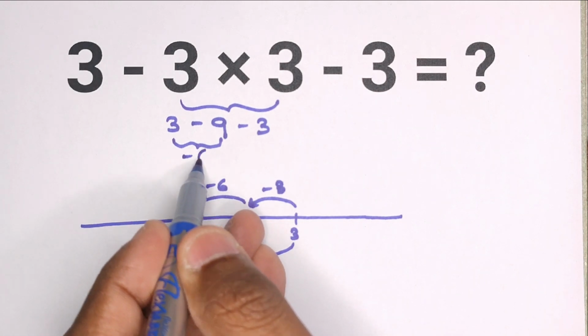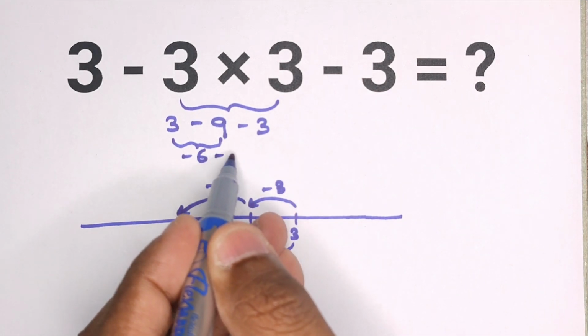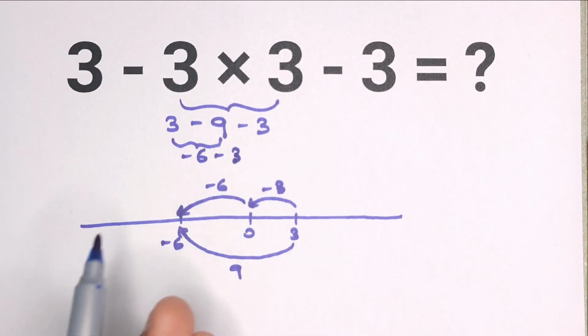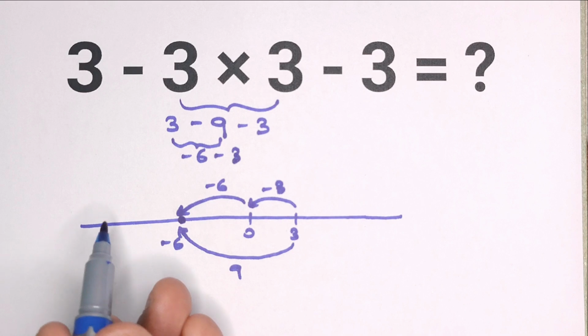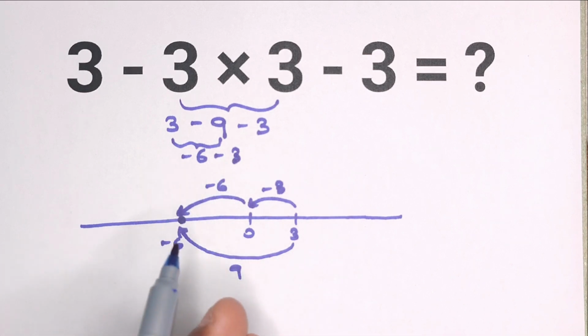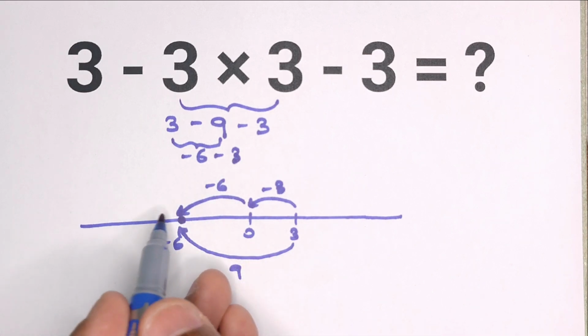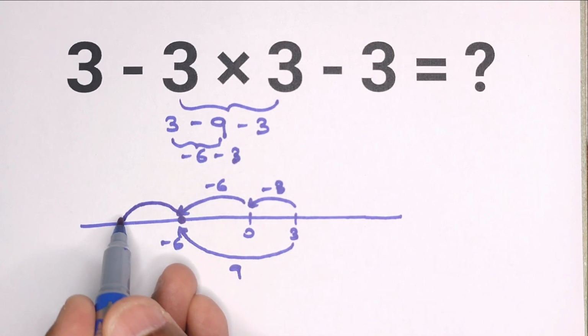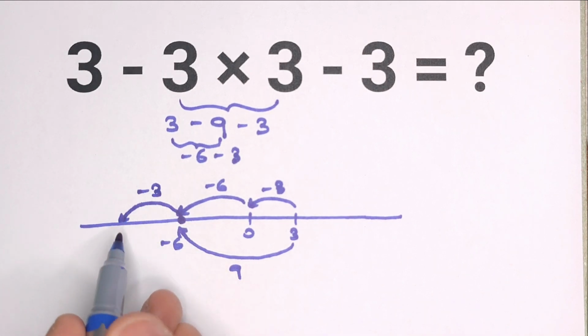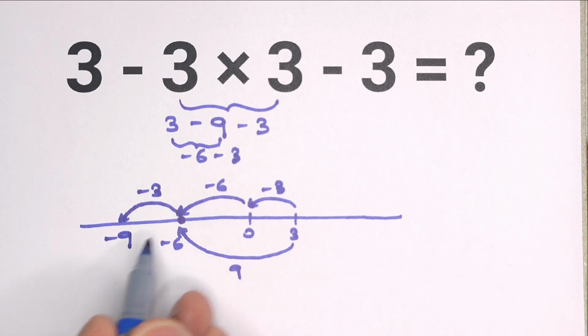And don't forget, we still have minus 3. We can use the number line again. I start at negative 6 and now I subtract 3. Subtracting means moving in the negative direction. So I move 3 steps to the left. That brings me to negative 9. And this is the correct answer for this problem.